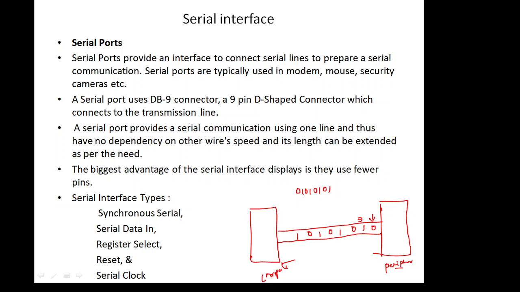This serial port uses a DB9 connector, a 9-pin D-shaped connector, in order to transmit the data. This serial port provides serial communication using one line. As I have said, this is only one line, or one wire, which has no dependency on other wires. Why? Because only one wire is there, so all the data has to be transferred in that single cable only. The length can be extended as per our requirement, so there is no restriction on the length of the wire or the cable.